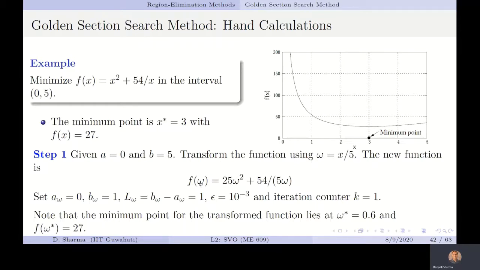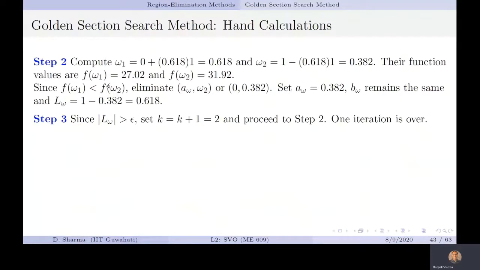And then we have to find the function. Then we have to make a new function which is in terms of f omega. So putting the value of omega into this particular x function which is given at the top, you will get the required f omega here. Now you remember that we set a omega, followed by b omega, followed by l omega, which is currently 1. And suppose we have taken epsilon value 10 to the power minus 3 and the iteration counter 1. It is important to note that the transformation function, the omega star is 0.6, but the function value of omega star is 27, which is the same as the true function value.